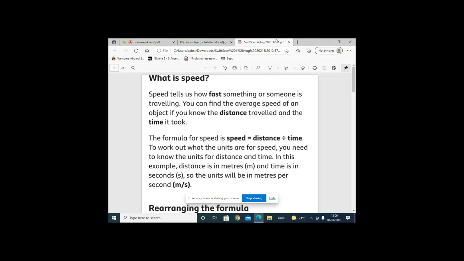So we are going to look at compound measures. This includes calculating speed, density, and rate of flow.